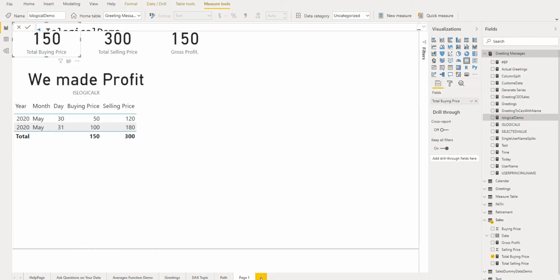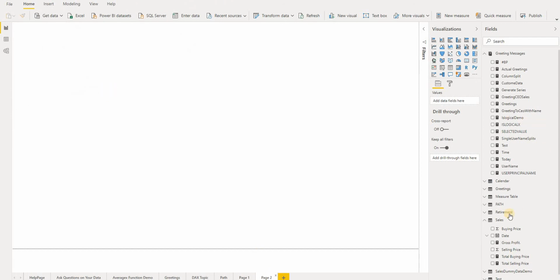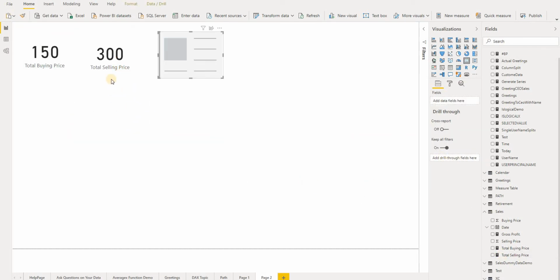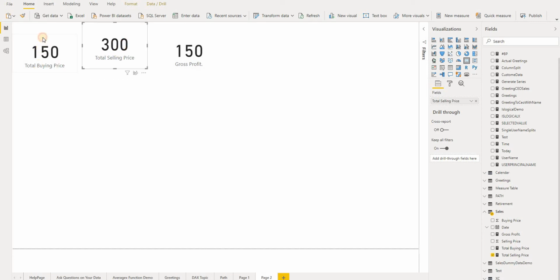So we're just going to open a new tab. We're going to bring in our buying price, the card. We bought items that cost 150, and we sold them for 300. Our profit is 300 minus 150, which gives us 150. We want to check if the total selling price is greater than the total buying price, which you know it is. If it's greater, we have made a profit, and if it's not, we have made a loss, basically.